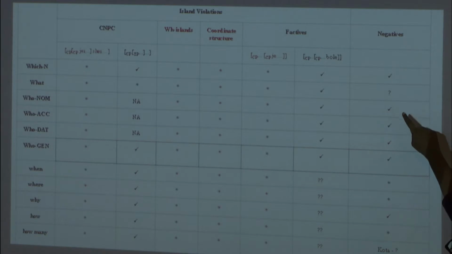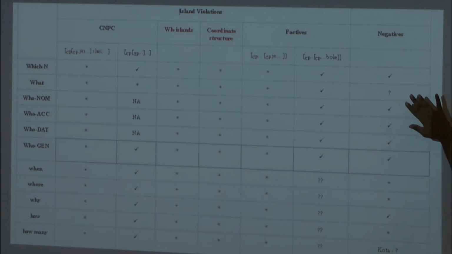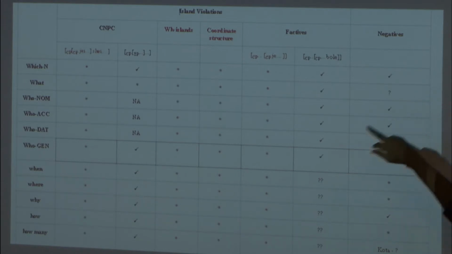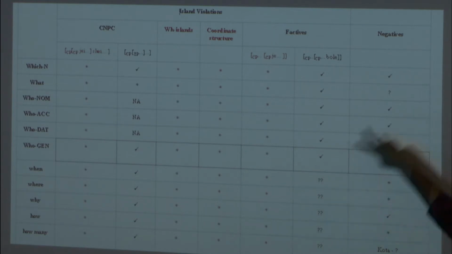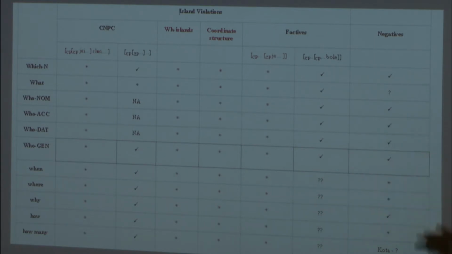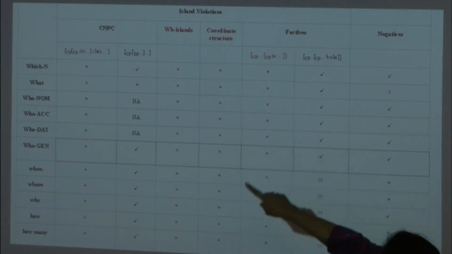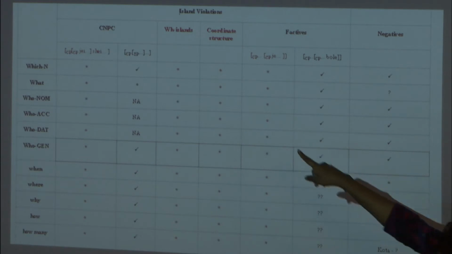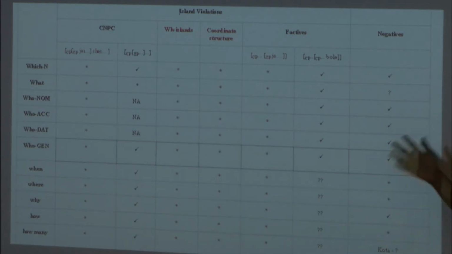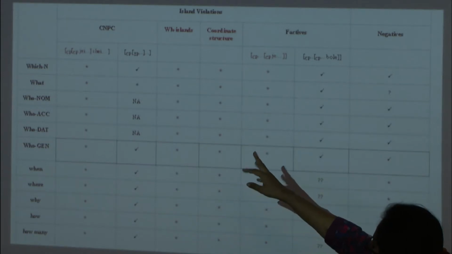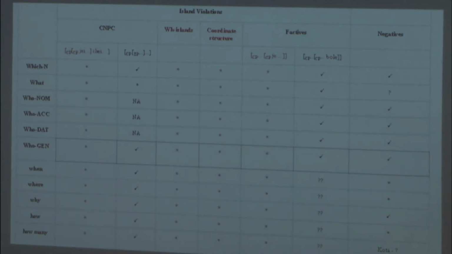So negatives seem to be weak islands because it's okay for your WHs to have covert scope. I think all of them are arguments, so it's fine. When you have adjuncts, it's not good, except for Y, which is special. Then also weak is the complex noun phrase where you have a non-finite TP as your embedded clause. Everything else is bad. So that's the picture, and then we'll just go through the examples.